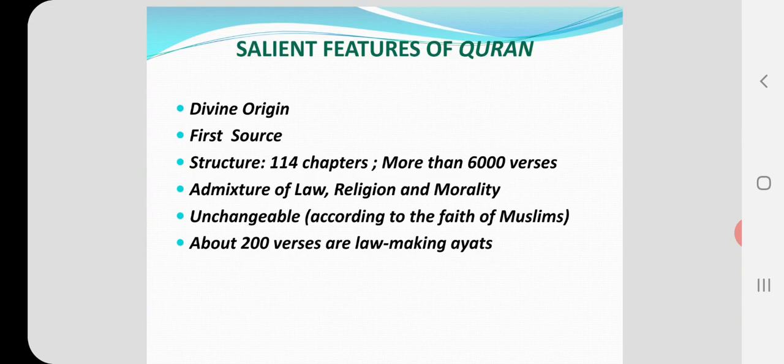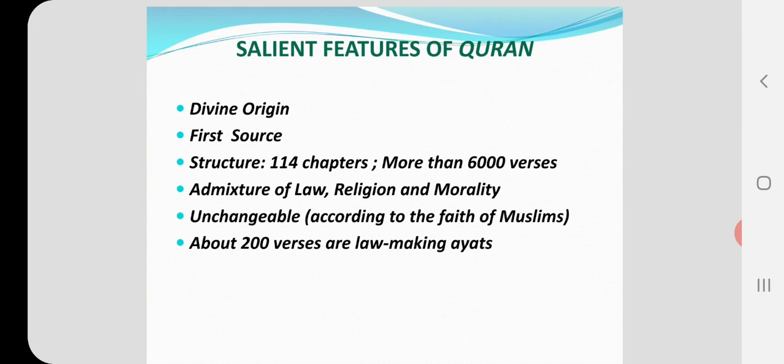As far as the structure of this book is concerned, there are 114 chapters in this book, and there are more than 6,000 verses, which are known, in Arabic and even in Urdu, as ayats. The verses are called ayats. This book is not the book of law only, but the Quran is a mixture of law, religion, and morality.